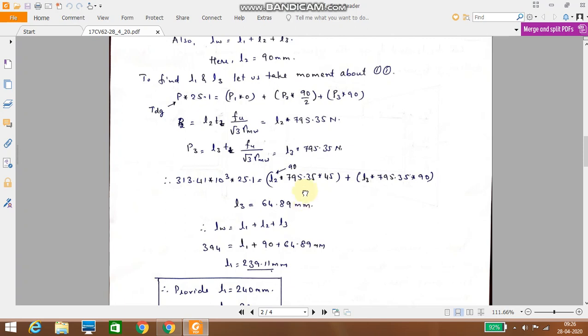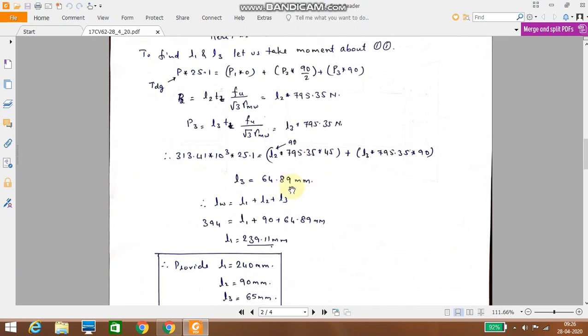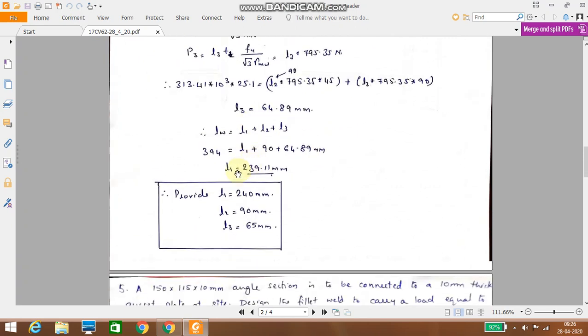So upon substitution, we get L3 equal to 64.89 millimeter and L1 equal to 239.11 millimeter. Therefore, let us provide L1 equal to 240 mm, L2 equal to 90 mm and L3 equal to 65 mm.